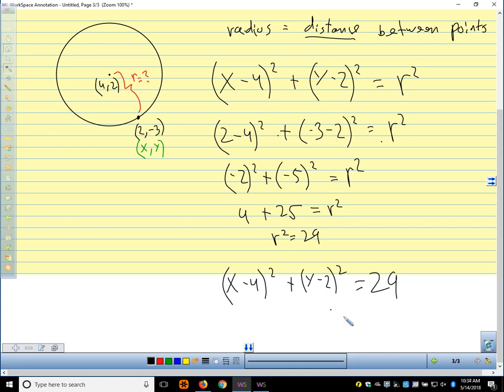Okay. If you're given a circle on a graph, you can count squares to figure these things out. You can count squares to figure out the radius. You can count squares to find points. So if you have a circle on a graph, don't worry about that. Don't let that throw you.